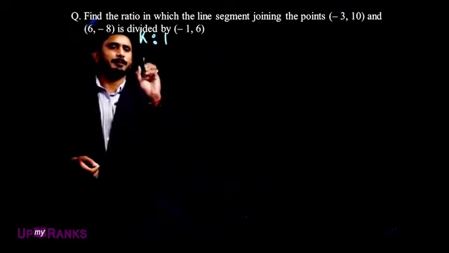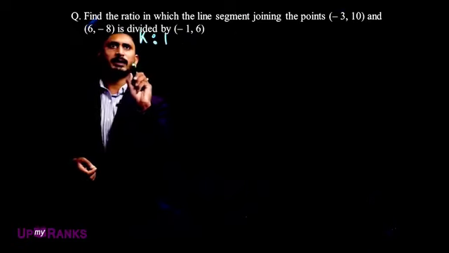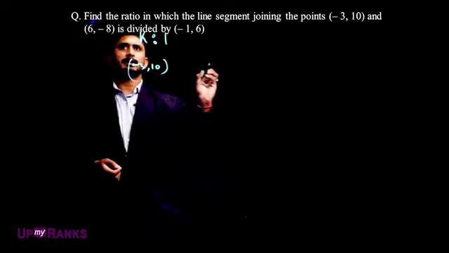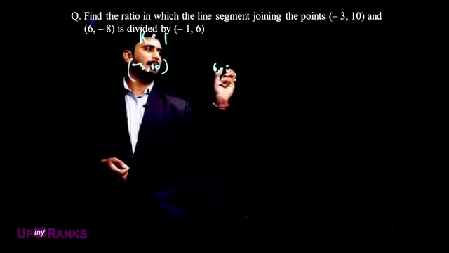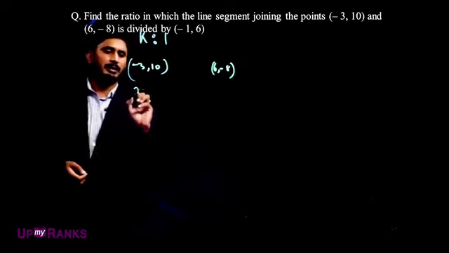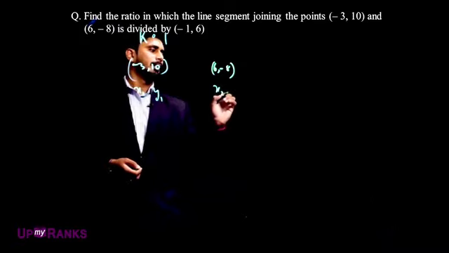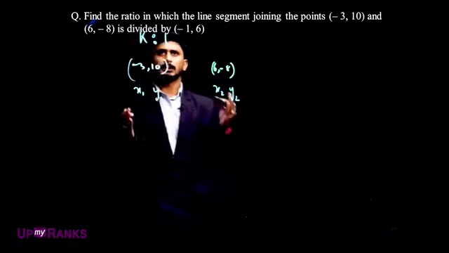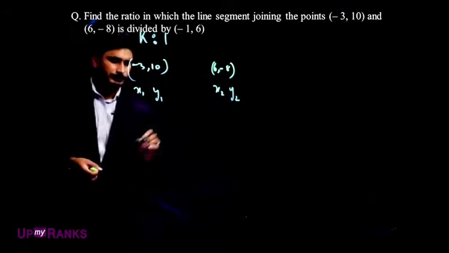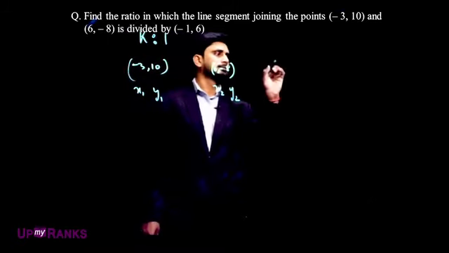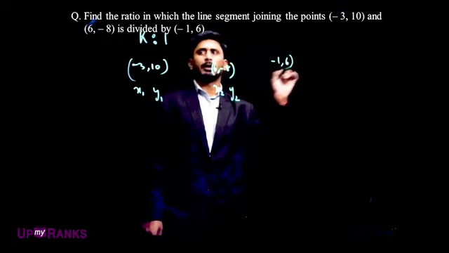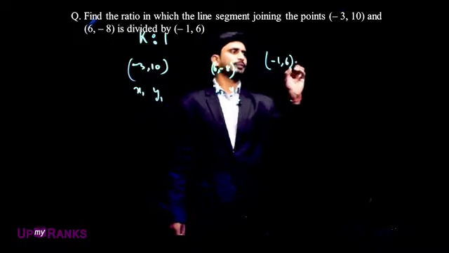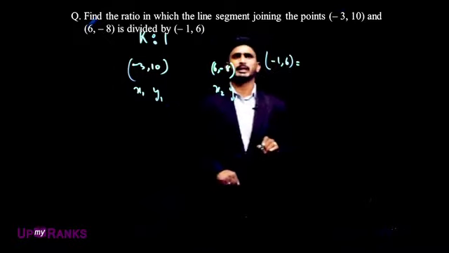So the given coordinates are like this: -3 comma 10, and the other coordinate which is 6 comma -8, which is nothing but x1 y1 x2 y2. So the other point which is -1 comma 6.